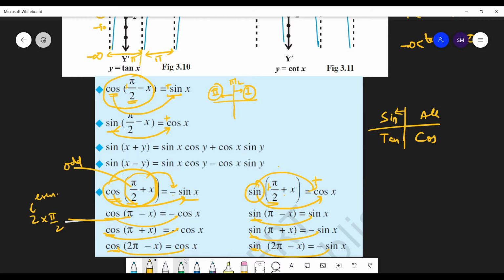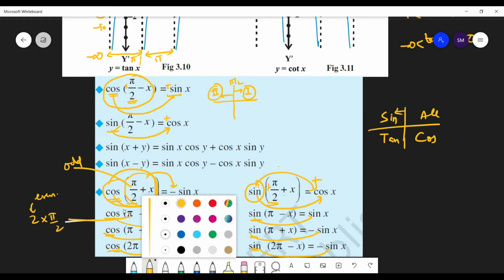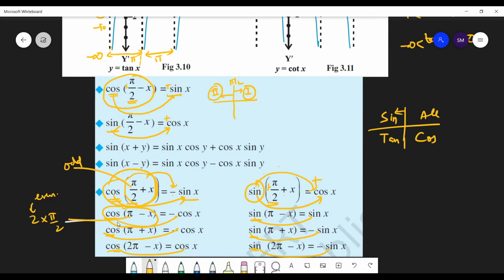Okay, next. Which quadrant is it for cos of pi minus x? This is your pi. Second quadrant. Like earlier, in the second quadrant cos has a negative sign. In the second quadrant the value of sine is positive, so that is why I have positive over here.